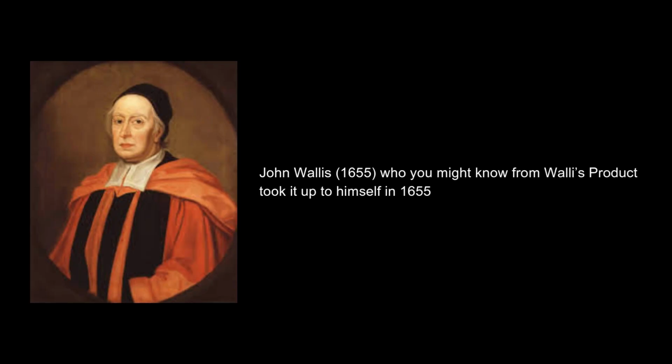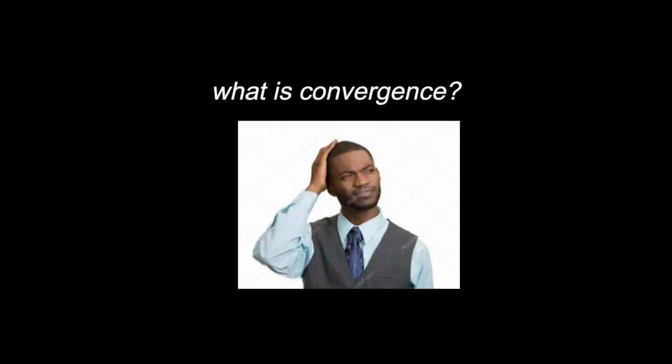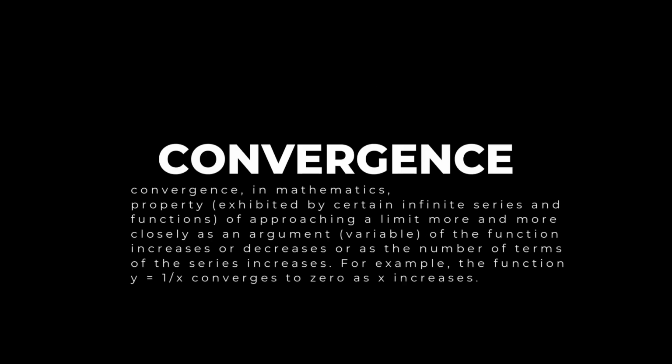John Wallis in 1655 from Ashford, England, took it up himself, but he could only solve it up to 3 decimal places. In Basel, Switzerland, there was another family. Jacob Bernoulli proved that the series converges, but he could not find an exact solution. Now, if you're confused about convergence, do check out the description or just read this definition.